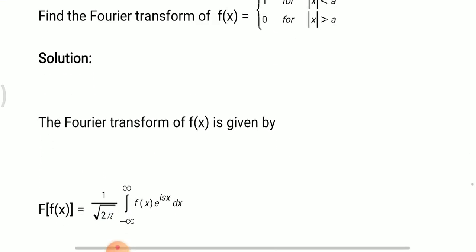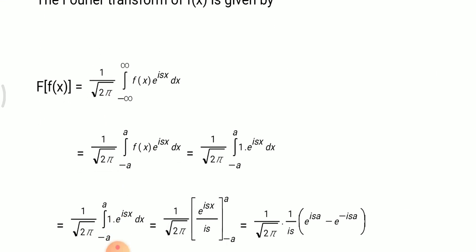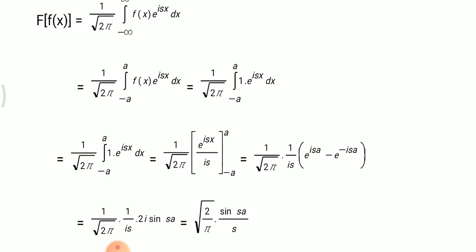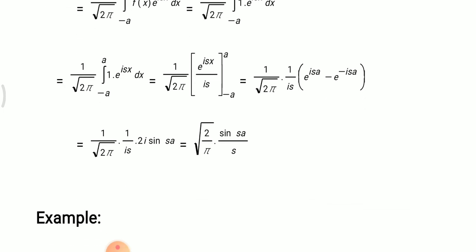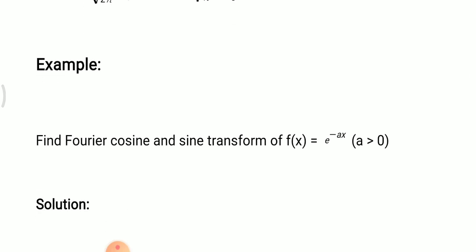The given function is 1 for mod x less than a. So mod x less than a means the limits given are minus a to a. So we have to apply the limits minus a to a for the integration. The function is 1, e power isx. Direct integration of e power isx with respect to x is e power isx divided by the coefficient of x, which is is. Applying the upper limit and lower limit, we get e power isa minus e power minus isa. That is called 2 times i into sin sa. If there is a plus in the middle, we have to write cos sa, right?